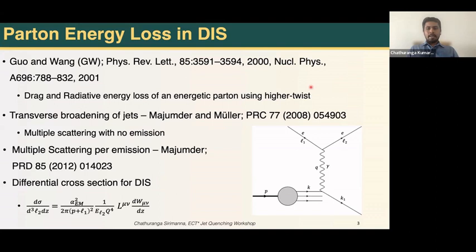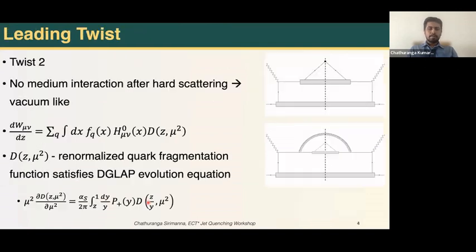A diagrammatic representation of deep inelastic scattering can be given by this diagram, and the differential cross-section for DIS is given by this equation. Here, L mu nu is leptonic tensor and W mu nu is hadronic tensor. Since parton energy loss is associated with hadronic tensor, I will mostly talk about hadronic tensor in this talk.